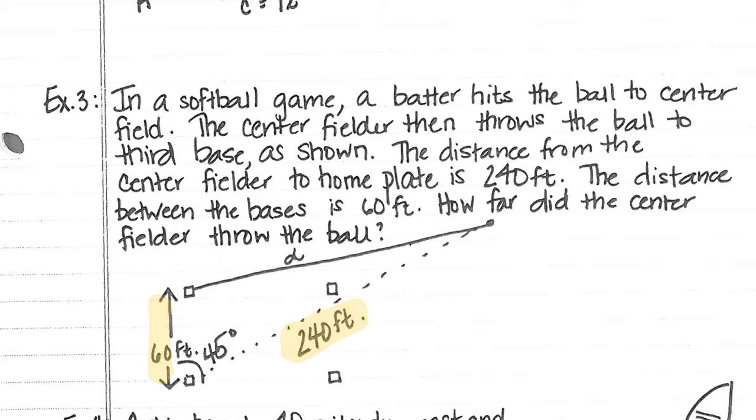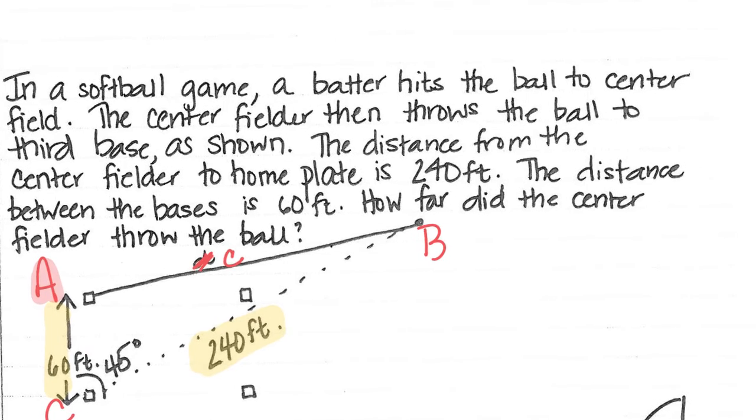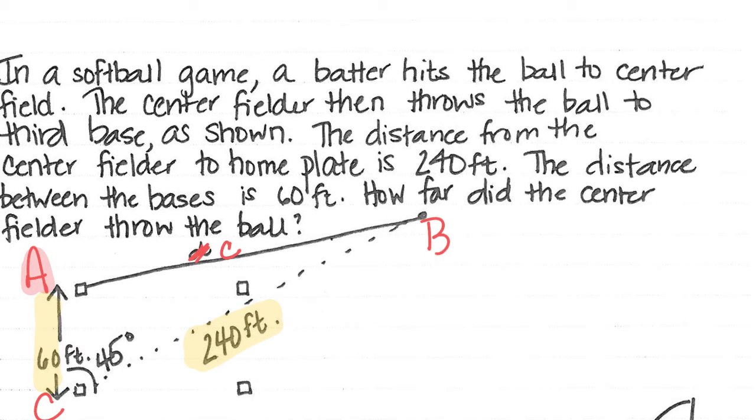So if I was to name this triangle A, B, C, it looks like we're really finding c. And I can use the law of cosines to find this. So I'm going to write it right here. Notice that the cosine of 45 degrees is equal to 240 squared plus 60 squared minus c squared. I'm kind of doing this a different way.